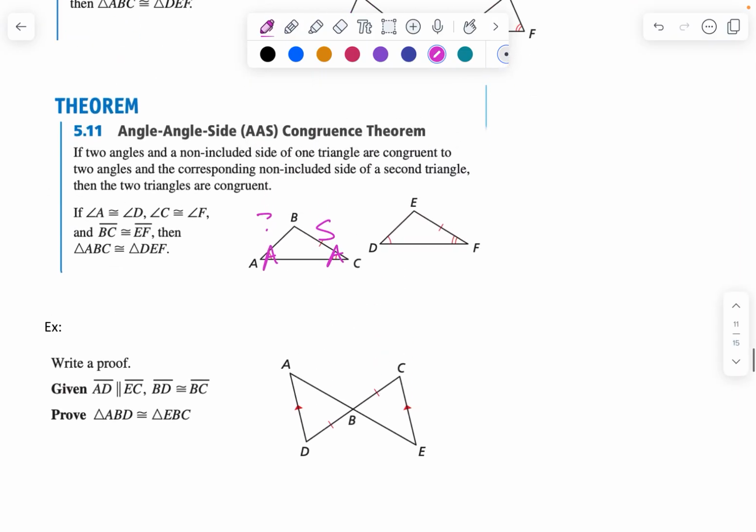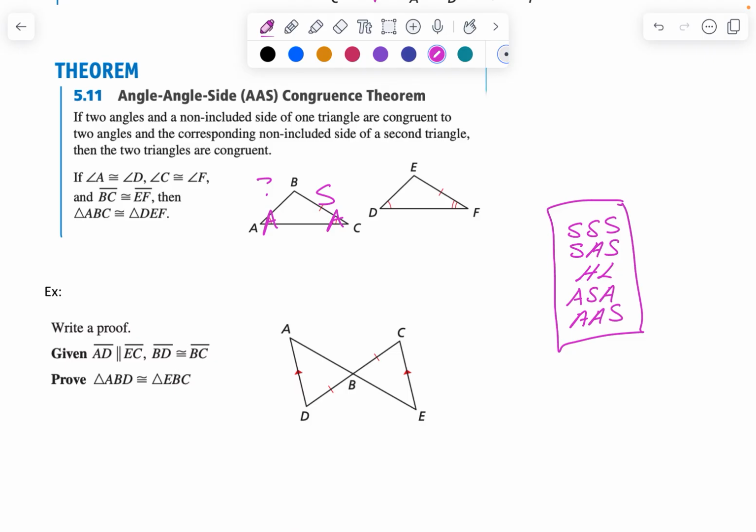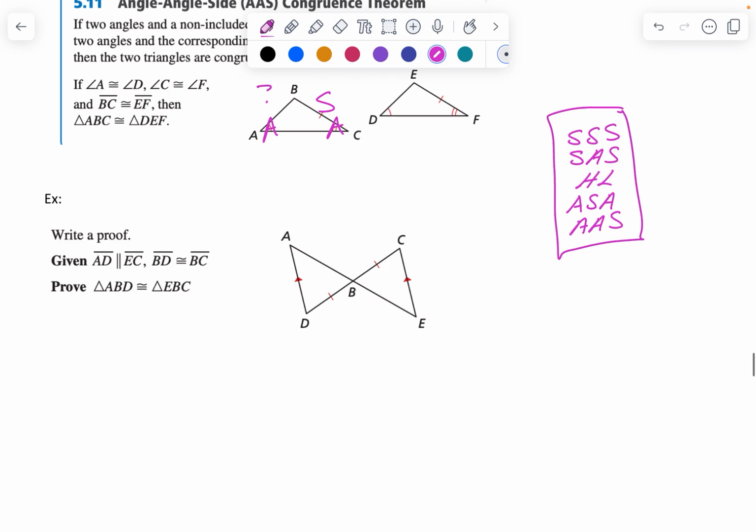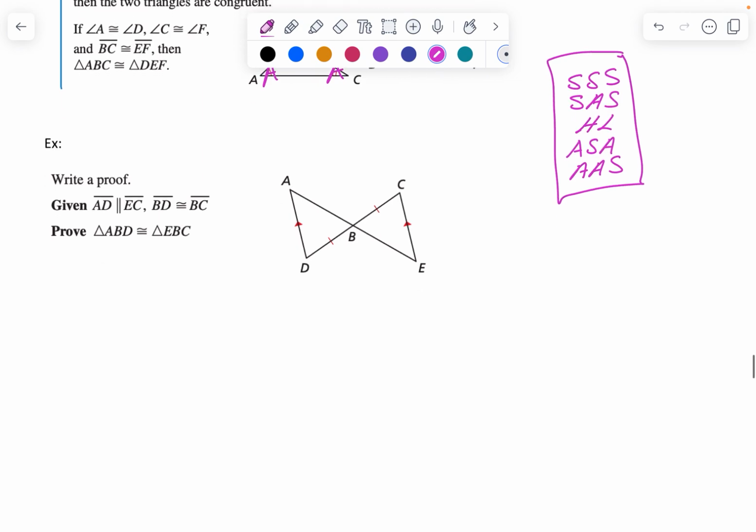So now let's think of all of them. We've got side, side, side; side, angle, side; hypotenuse, leg; angle, side, angle; and angle, angle, side. So we have 5 ways to prove triangles congruent. Well, let's take a look here. Write a proof. Ooh, I love these with parallel lines. They're so fun. A bit more challenging.